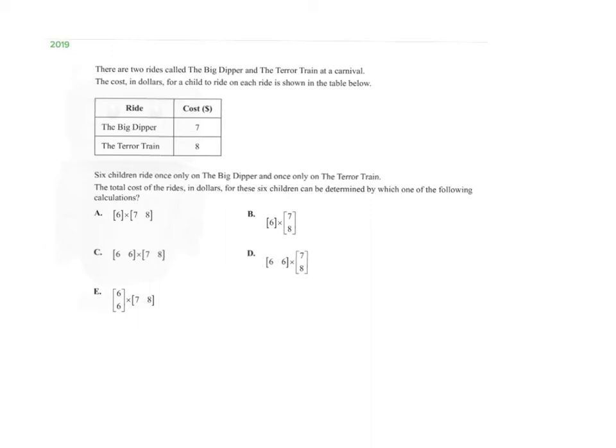So what they want, you have to look for what they want. So at the end, they want a total cost for rides in dollars. So can you see that would be essentially one answer? Wouldn't it? It'd be just one number. So if we want just one number in matrix form, we need to have just one element like that. So we need a 1 by 1.